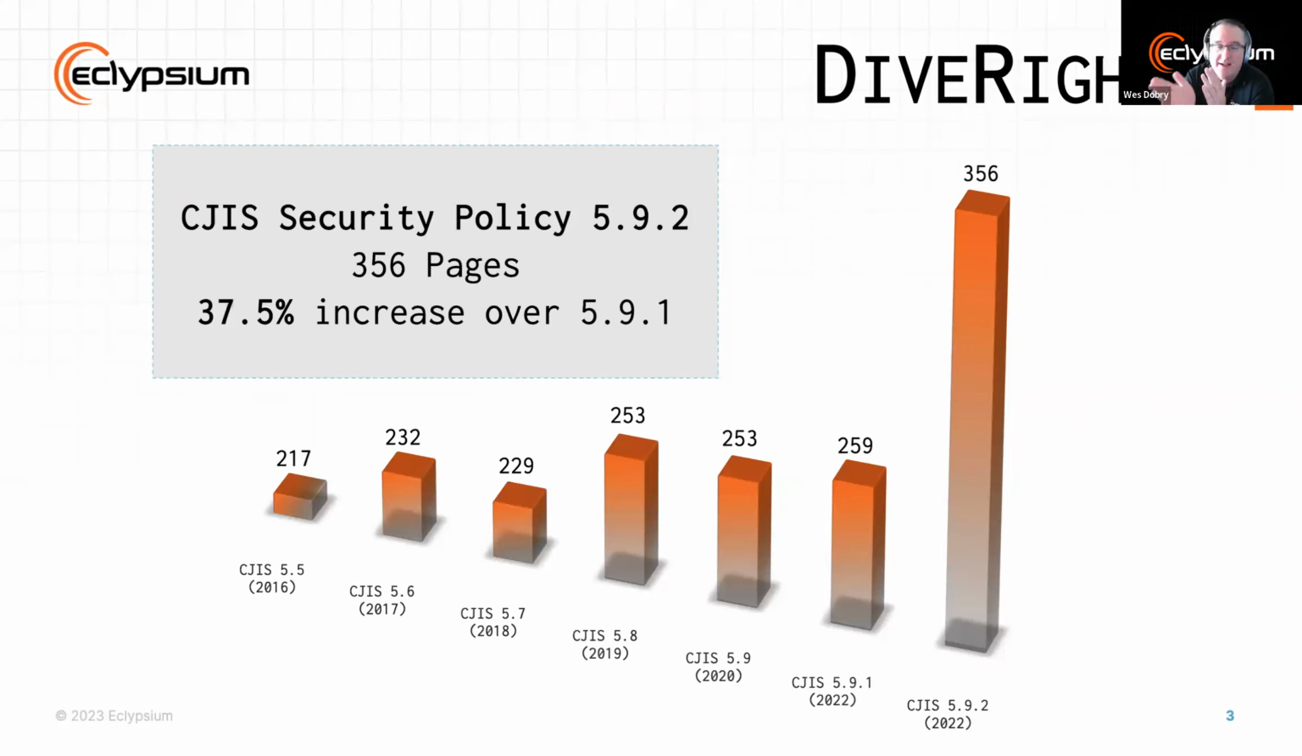So the new policy is actually 356 pages, and it's around a 37.5% increase over CJIS 5.9.1. And ultimately, this is, again, a realignment, really bringing in a lot of the more standard controls that we're seeing in NIST 800-53 and other similar control frameworks from a standardization perspective.